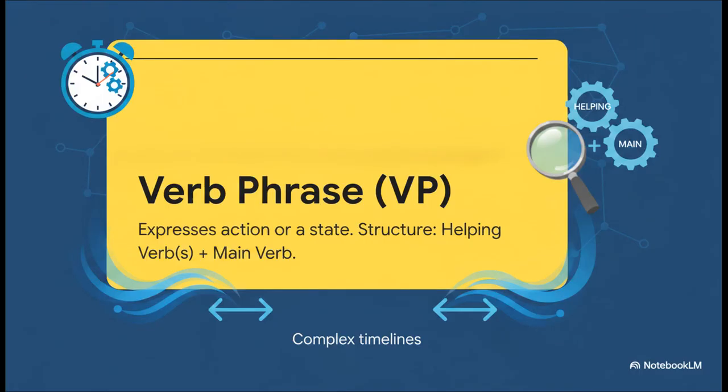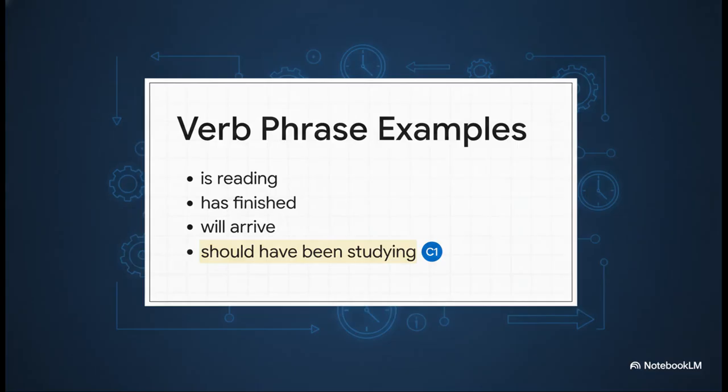Next up is the verb phrase, which is going to allow you to express complex timelines and states of being. You basically take your main verb and layer helping verbs, also known as auxiliary verbs, right in front of it. Notice how layering those helping verbs with a main verb transforms a basic action into a very specific point in time or a specific possibility.